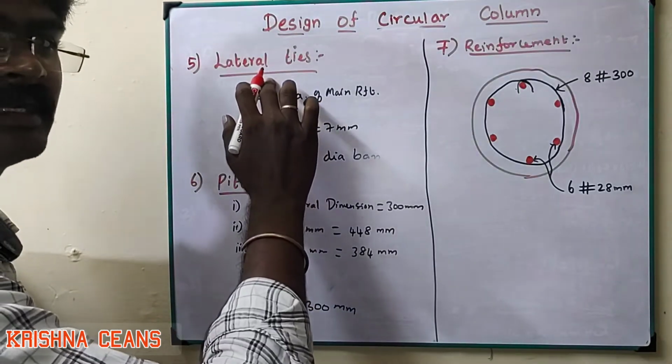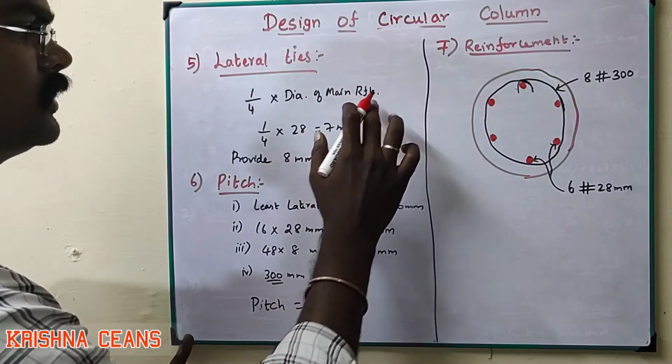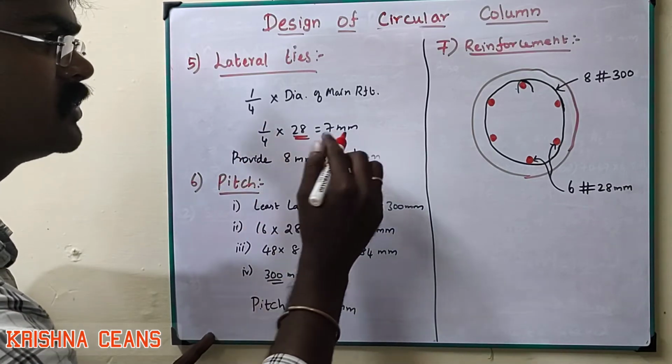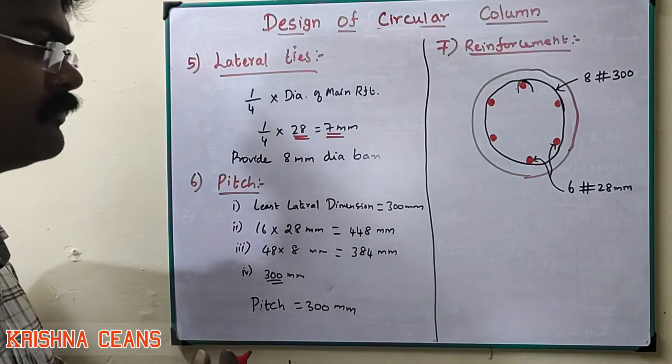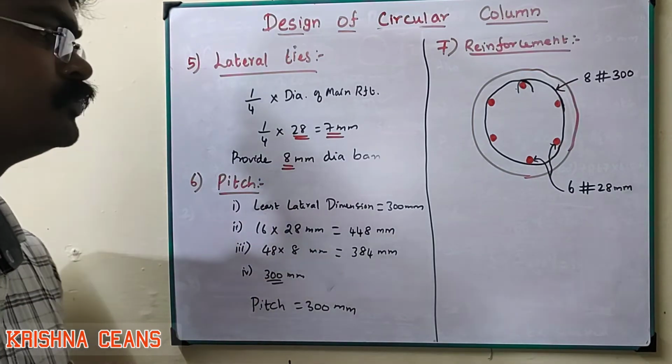Step number 5, lateral ties. Lateral ties are 1 by 4 of the diameter of the main reinforcement. Our main reinforcement is 28 mm. So 1 by 4 of 28 is equal to 7 mm. So we have to provide at least an 8 mm dia bar. So provide an 8 mm dia bar.